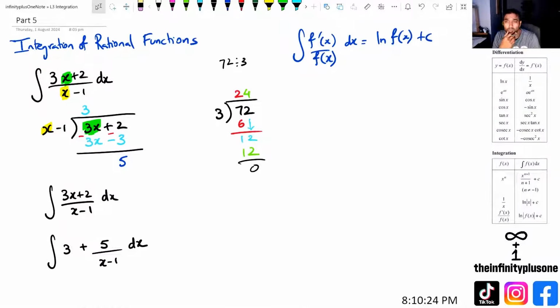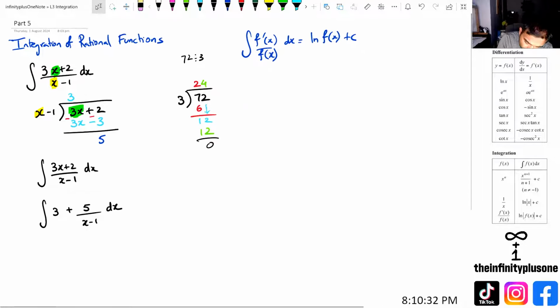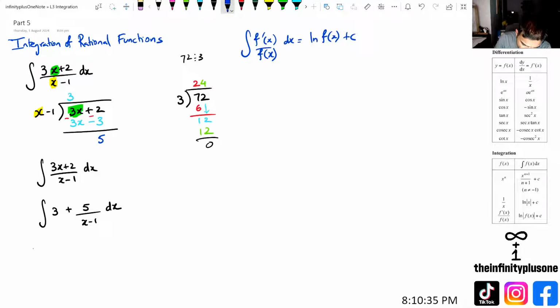So pretty much all we've done is rewrite that rational function to this, and once we do this, we can just rewrite. Now we can integrate this. This is going to be 3x plus 5 ln of x minus 1 dx, and of course divided by the differentiation of x minus 1, which happens to be 1. That's pretty much it. I think the hardest or trickiest part of integrating rational functions is the long division part. Once you separate it out, then it's kind of easy.